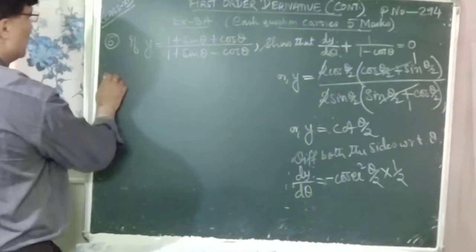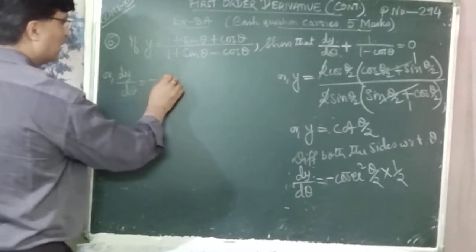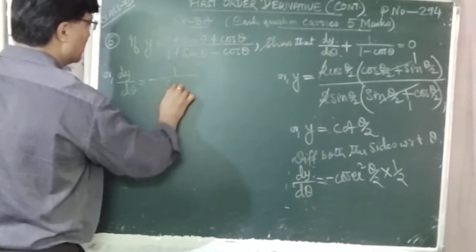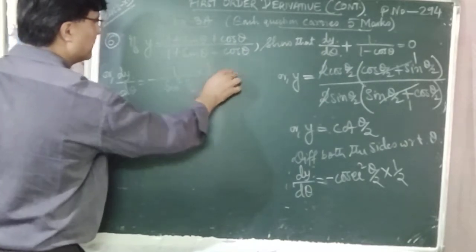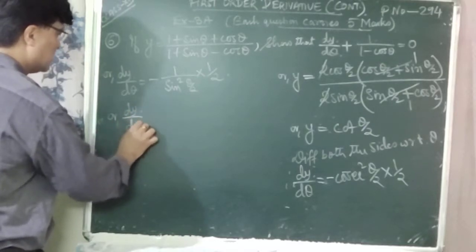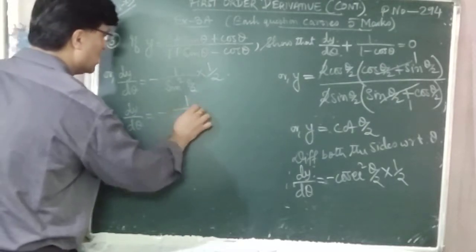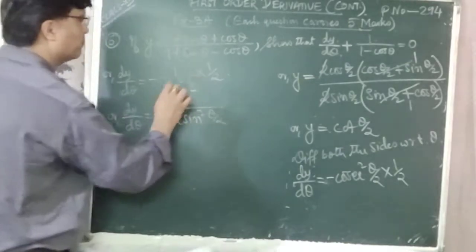Or dy by d theta is equal to minus, this is your 1 upon sine square theta by 2 into half. Okay. Or dy by d theta is equal to minus 1 upon, this is your 2 sine square theta by 2.